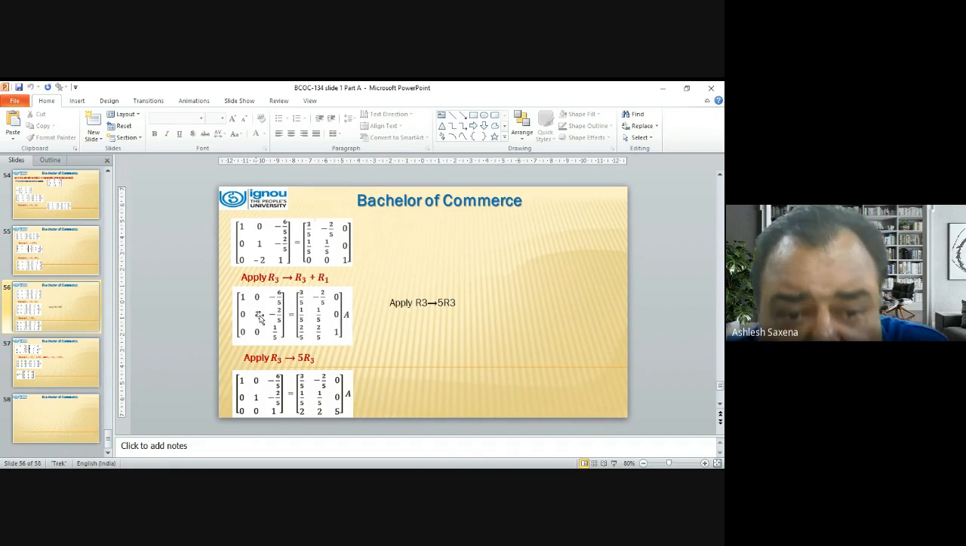Now, you can see that we have 1, 0, 0, 1, 0, 0. The problem is this. Multiply this R3 by 5 times. When you multiply R3 by 5 times, this will become 2, this will become 2, this will become 5, this will become 1. Got it? Rest, all the elements will remain the same. Now, what have we achieved? 1, 0, 0, 1, 0, 0, 1. This is creating a problem.